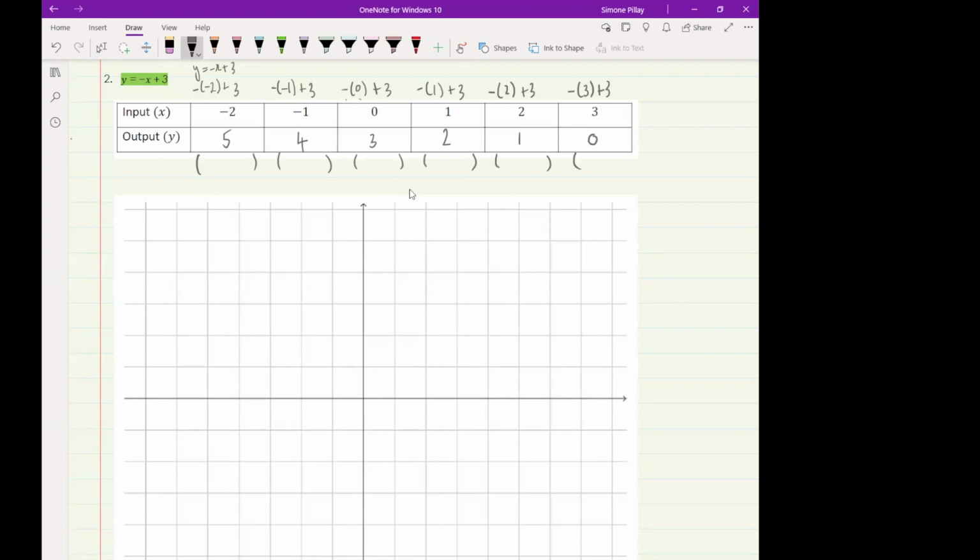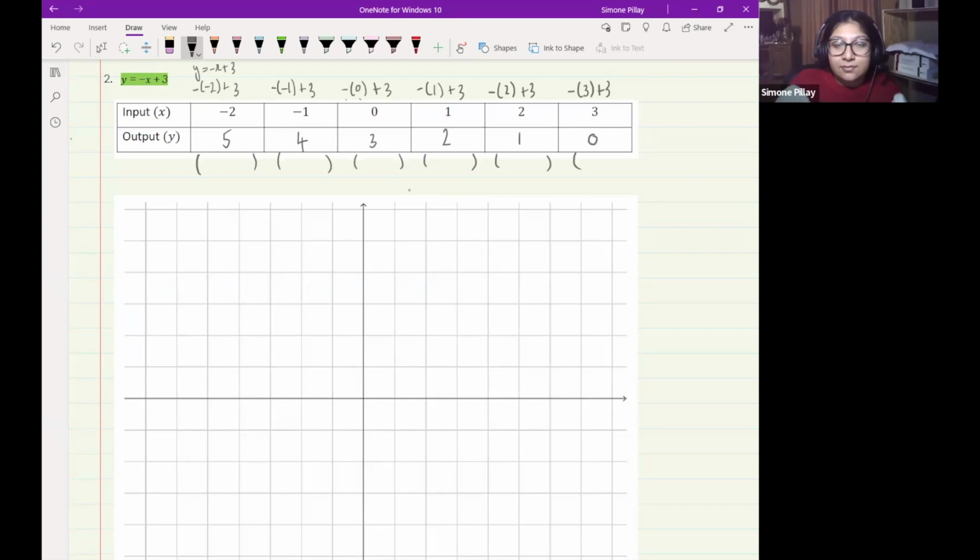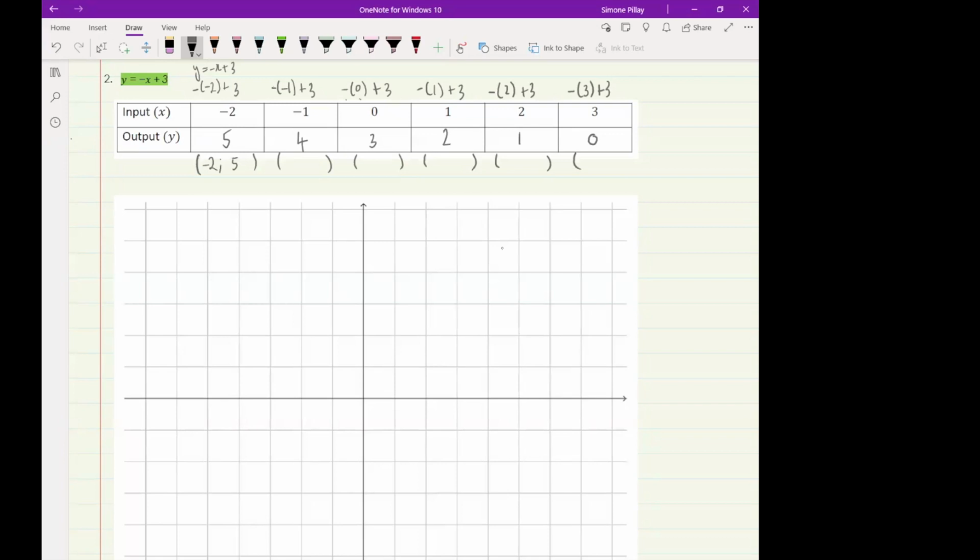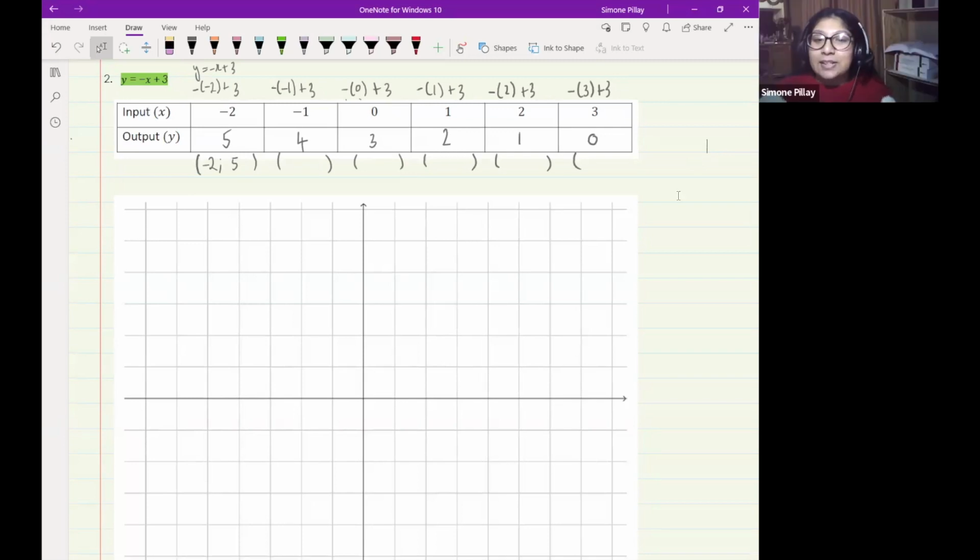So our coordinates for number 1 are going to be negative 2, colon, 5. Would I be correct if I said negative 2 is to 5? Or is that for a completely different topic? So it is for a completely different topic.